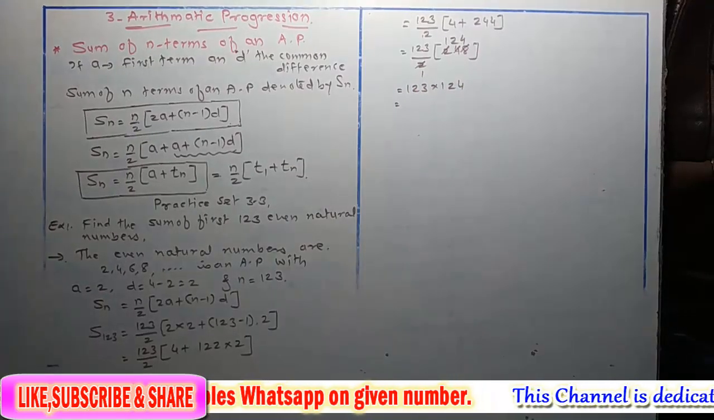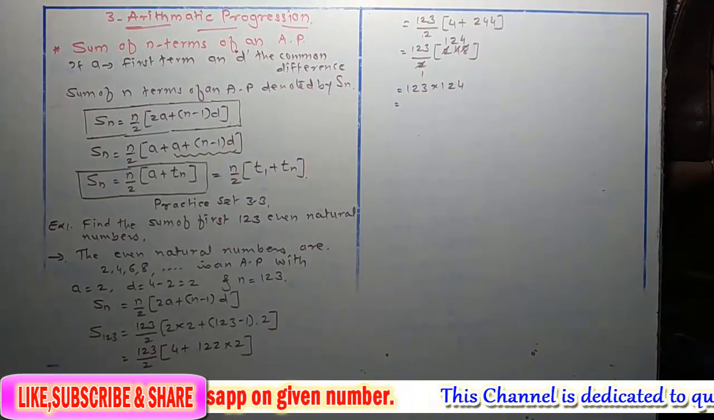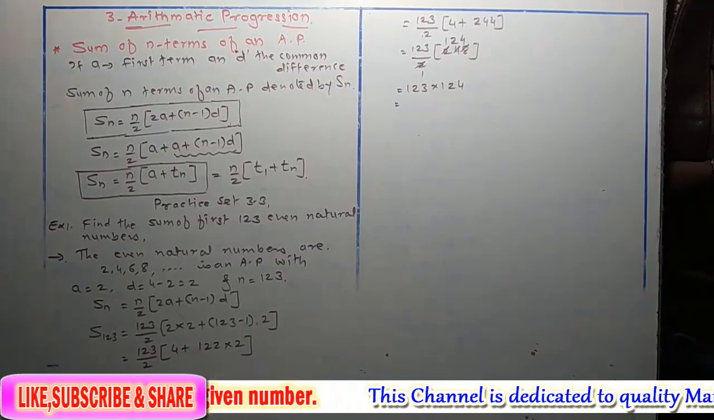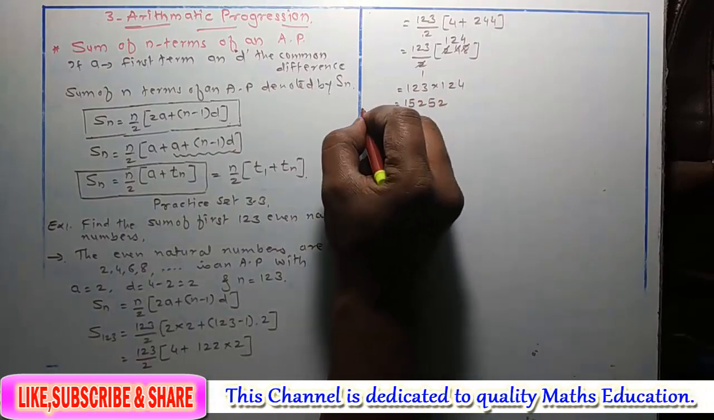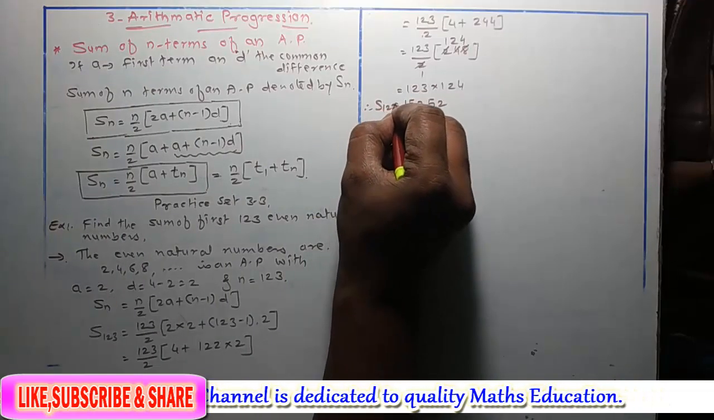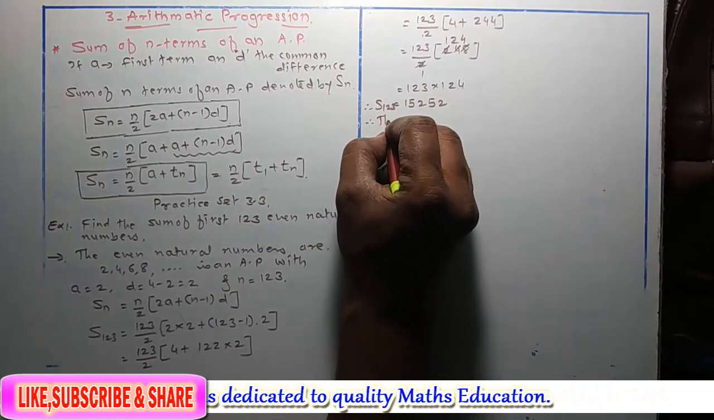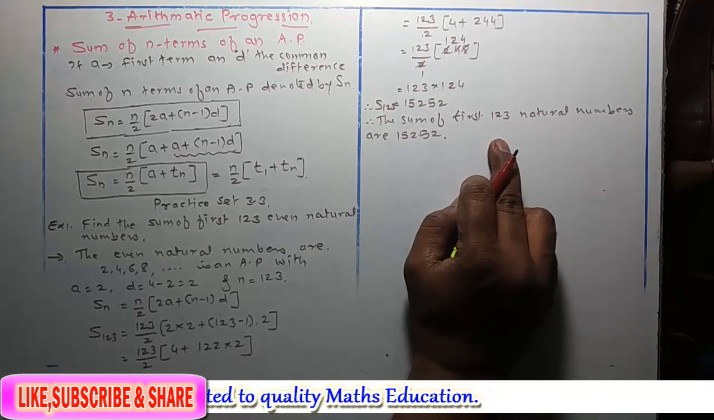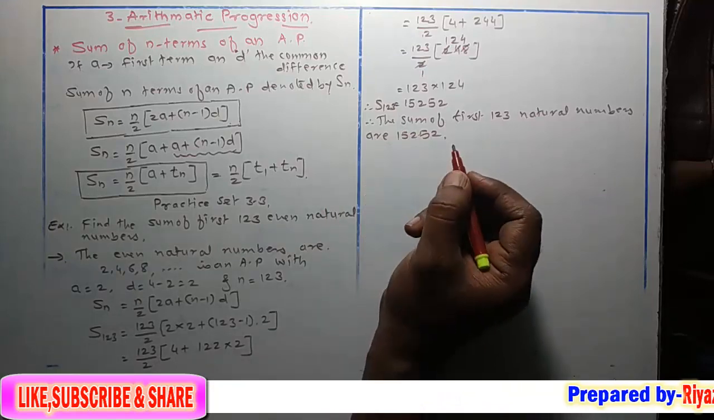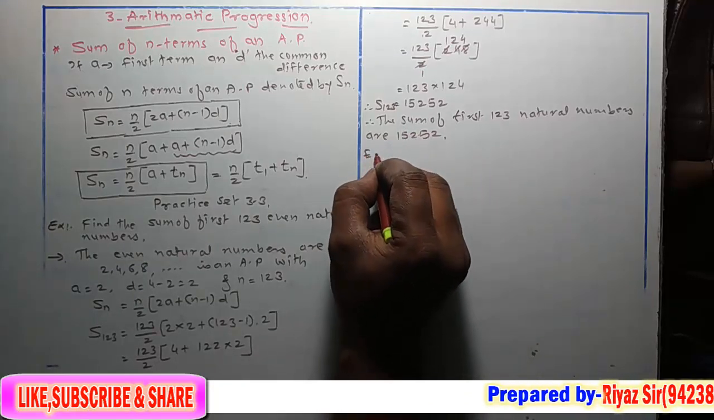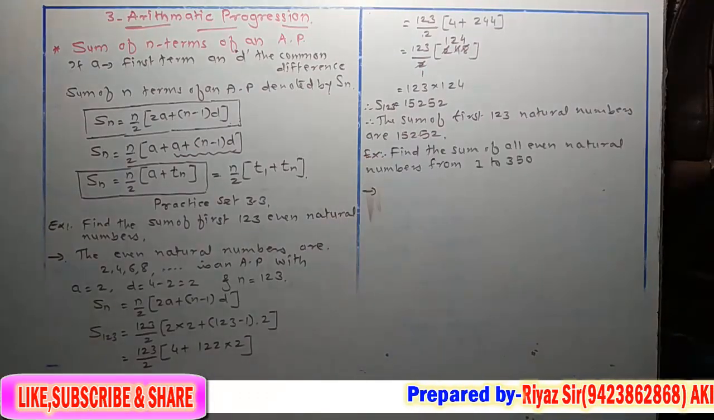Just find this multiplication and you will get 15,252, and therefore S123, the sum of the first 123 natural numbers, is 15,252. In this way you have to solve this first example. Now we'll consider the second one.